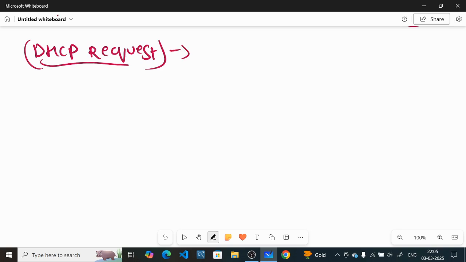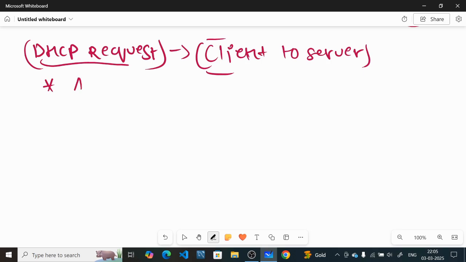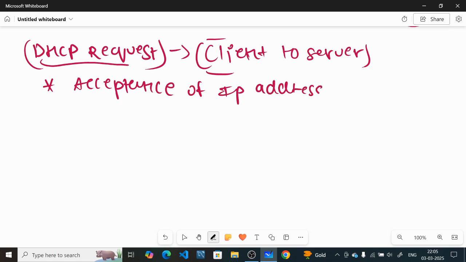In the DHCP request, who sends? Does the client send or the server send? It is client to server. Okay, client to server. In the DHCP request, it is also a broadcast message. The client accepts the IP address. In that, there is an acceptance of the IP address by the client.